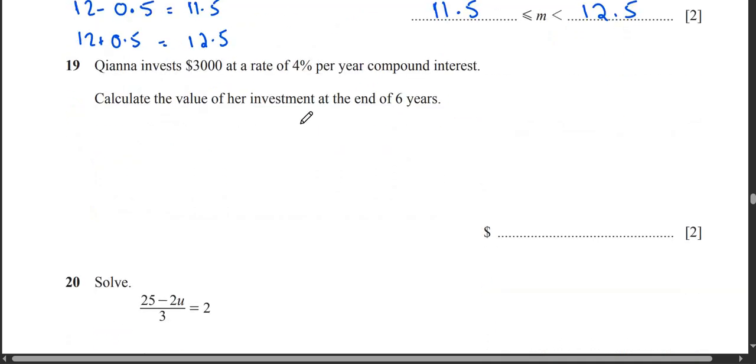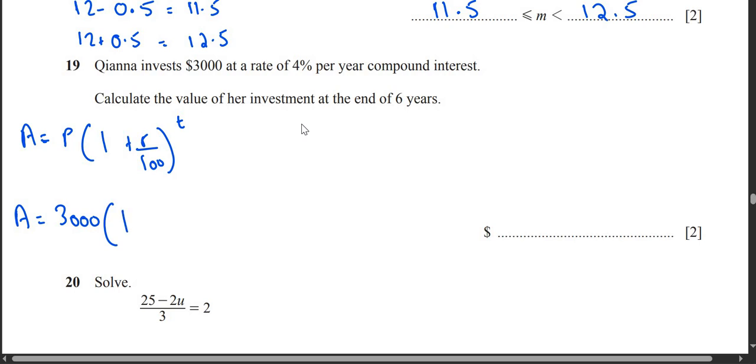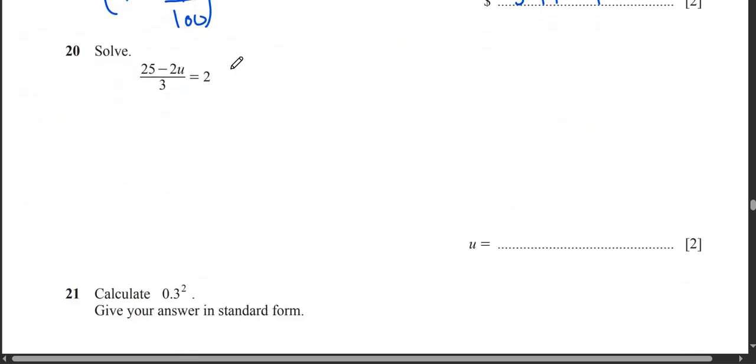Next question says that Kiana invests 3,000 at a rate of 4% per year compound interest. Calculate the value of her investment at the end of 6 years. So look, what's the formula for compound interest? A is equal to P bracket 1 plus R upon 100 raised to power time. So A is equal to principal 3,000, 1 plus R is 4 upon 100, raised to power 6. So your answer will become 3795.9.